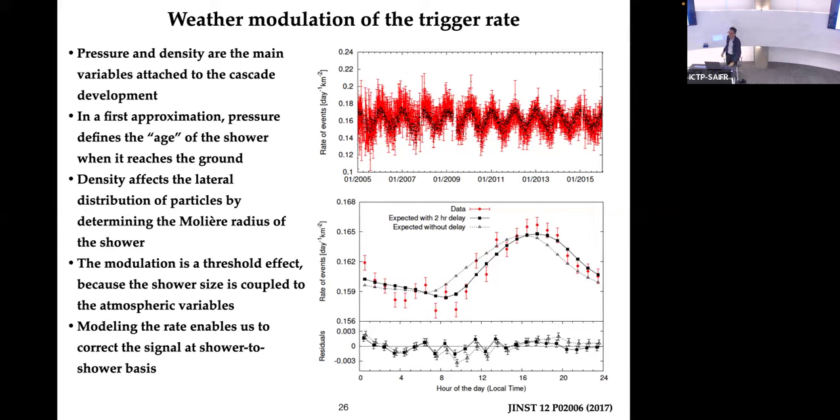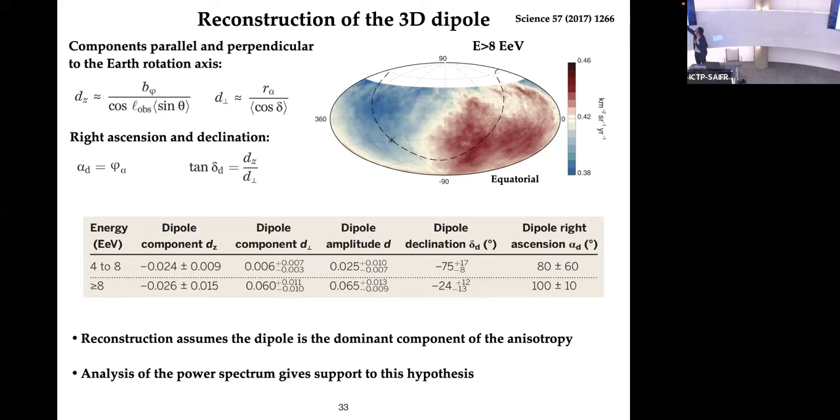The declination and the right ascension in the two energy ranges, and you can see from this plot that the axis, the direction of the dipole, is not correlated to the direction of the galactic center. The angular distance is around 125 degrees.